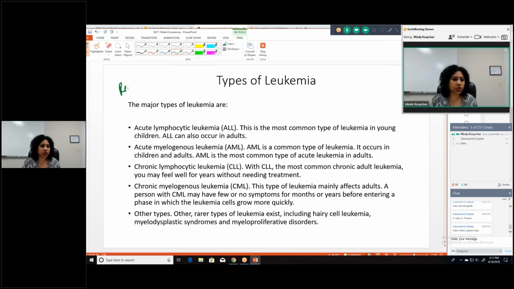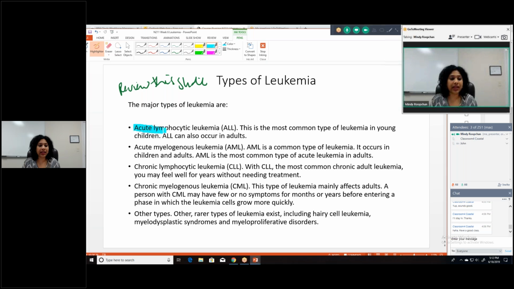I need you guys to review this slide. Just review it. I'm not saying that you have to know every single detail about all the different types of leukemia. I do go into a little bit of explanation and a little bit of detail, and it's in your reading as well. But just understand basically what I have on this slide here.